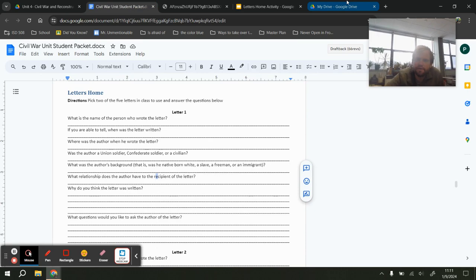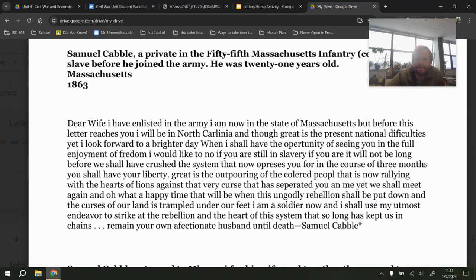Now I'm at the point where I can read my letter. At this point, I'm just going to read through. Dear wife, I have enlisted in the Army. I am now in the great state of Massachusetts, but before this letter reaches you, I will be in North Carolina. And though great is our present national difficulties, I bet he's talking about the war, yet I look forward to a brighter day when I shall have the opportunity of seeing you in the full enjoyment of freedom.